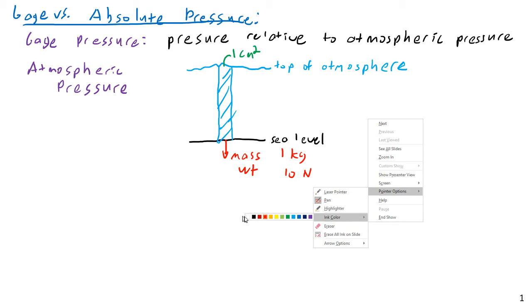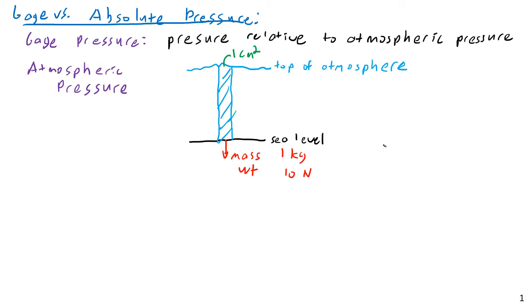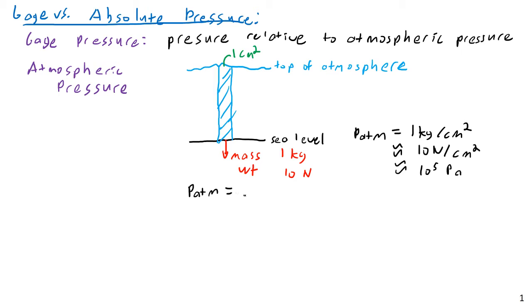So let's talk a bit about units. P atmosphere is equal to about 1 kilogram per centimeter squared, which is approximately equal to 10 newtons per centimeter squared, which is approximately equal to 10 to the 5th pascals. Or if I were to use more accurate measurements, a little less rough, I would say that 1 atmosphere is 101 kilopascals, or simply 1 atmosphere.